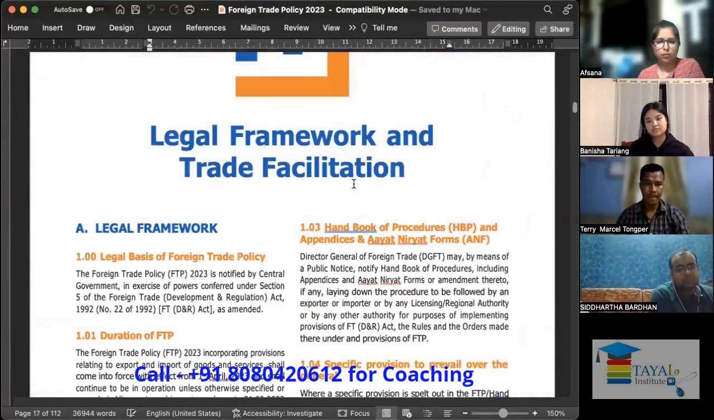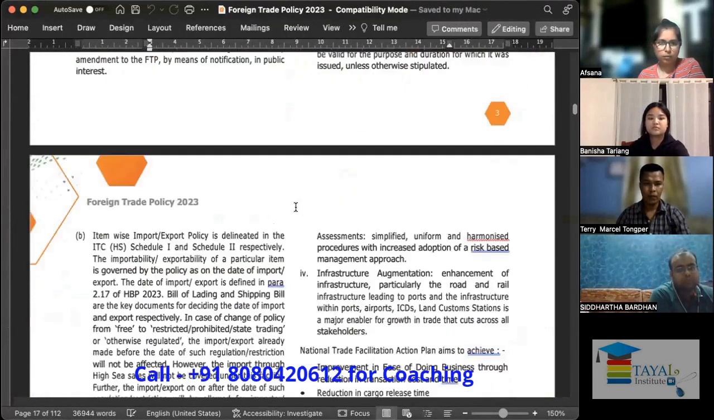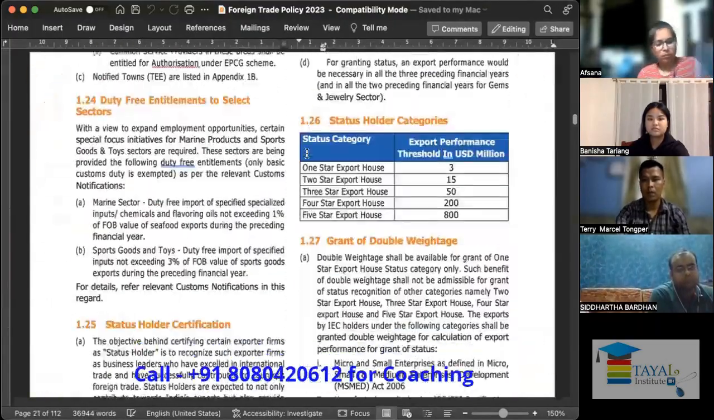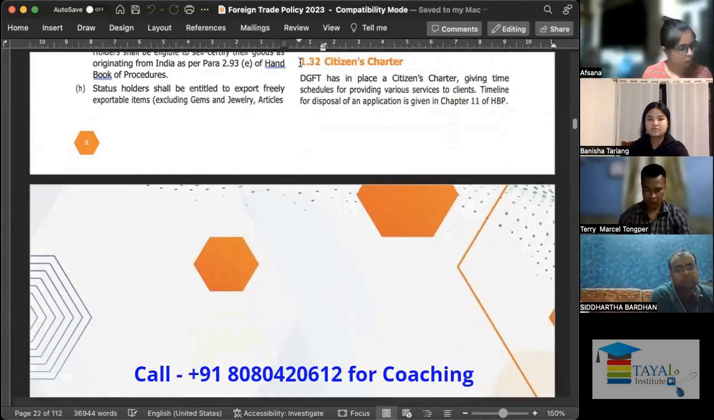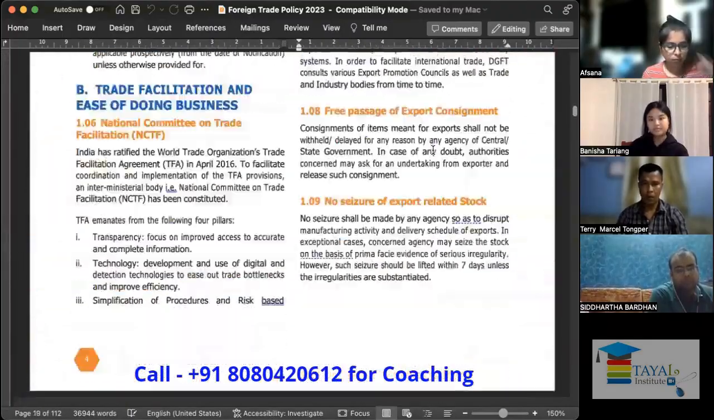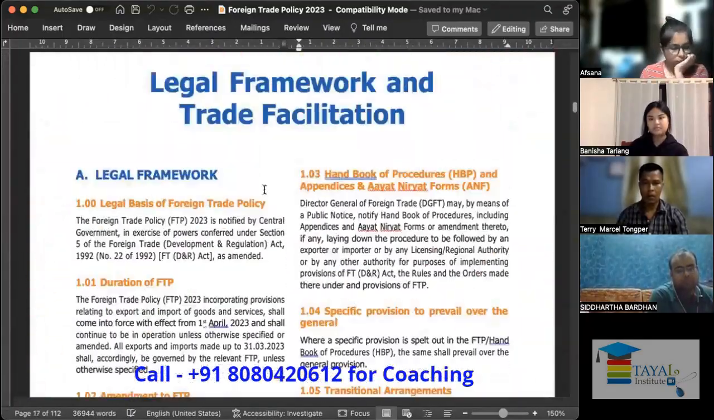So, starting with chapter number 1. There are 32 points in this. So, this is a point number 1.05, 1.07, 17, 19, 26, 27. 32 points are there. Citizen charter is the last one. Then there is chapter number 2. So, in total, 32 points are there and we must understand every topic. Some are relevant, some are not relevant, but you must understand everything.